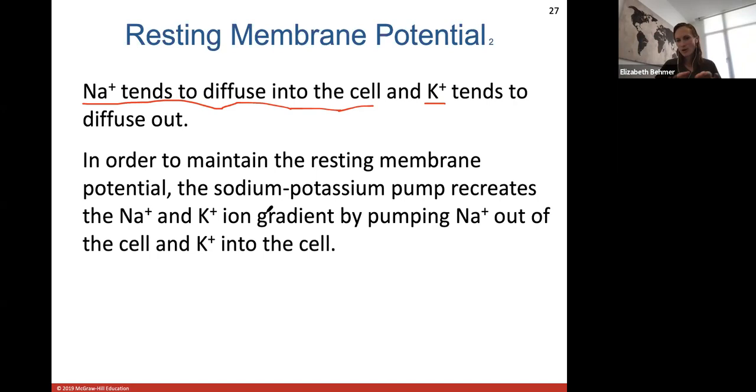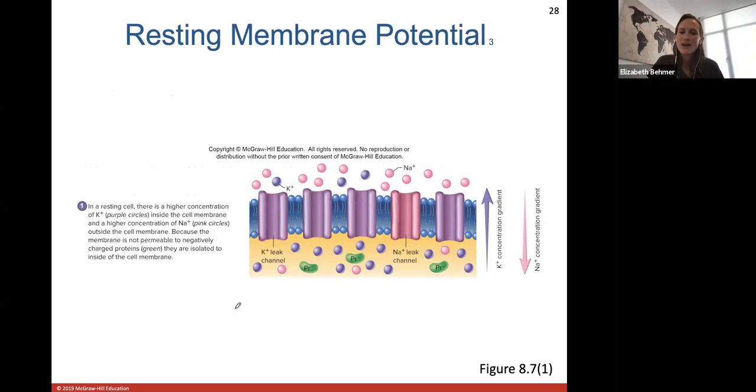So here's resting membrane potential. In a resting cell, there's a higher concentration of the purple circles, which are potassium. So purple is potassium, and there's a higher concentration of potassium inside of the cell. And the pink circles are sodium. You'll see sodium, there's a higher concentration of sodium outside the cell. And these arrows refer to the concentration gradients of sodium. So sodium will travel down its concentration gradient, meaning it will always go from an area where there's higher sodium into the cell where there's less.